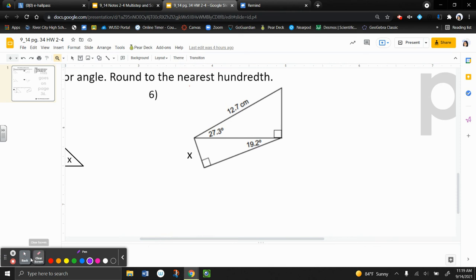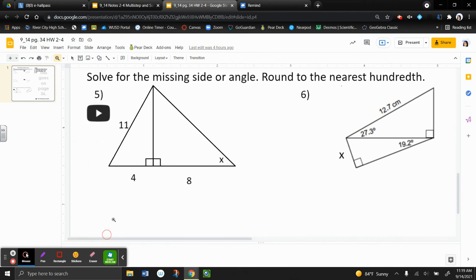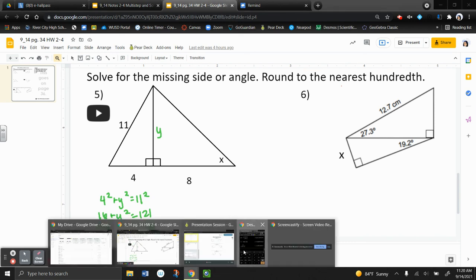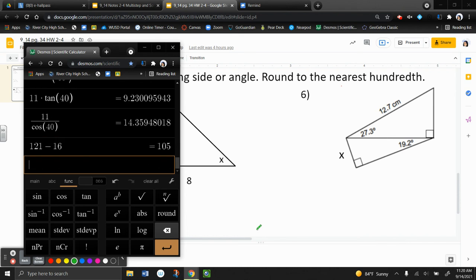All right. Last one here, problem number 6. We're solving for a missing angle. This is going to be a multi-step problem. So remember, for these ones, we want to solve for the shared side first, which I'll call y. We are going to have to use Pythagorean theorem for this one since we're not given any angles. So it's going to be 4 squared plus y squared is equal to 11 squared. So 16 plus y squared is equal to 121. Subtract 16. So I have y squared equals 105.